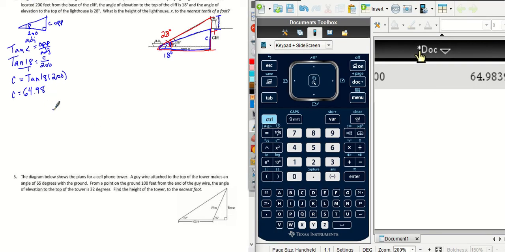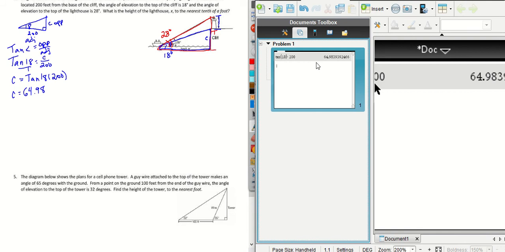You didn't know you could do that, did you? Except now we just can't see anything. All right, 983939, and we're going to keep going. 2466.